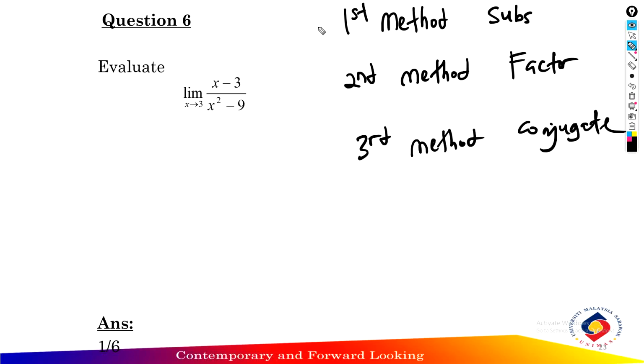You substitute the value into the function and find the limit of the rational function. The second method is to factorize the denominator or the numerator of the rational function and then evaluate the limit. The third method is using suitable conjugates of the rational function. So using the first method, find the limit of (x minus 3) over (x squared minus 9).